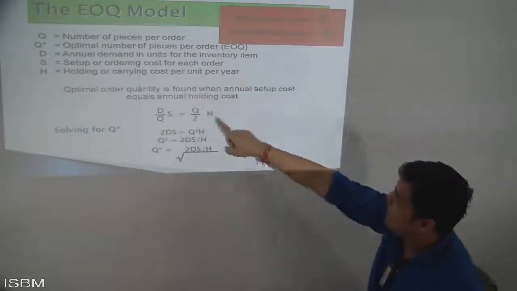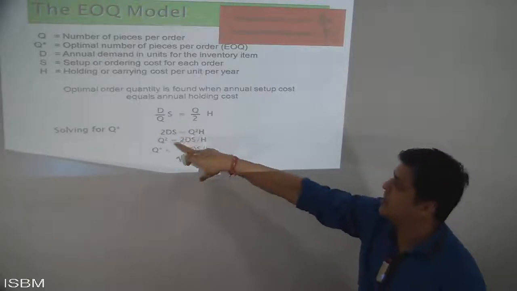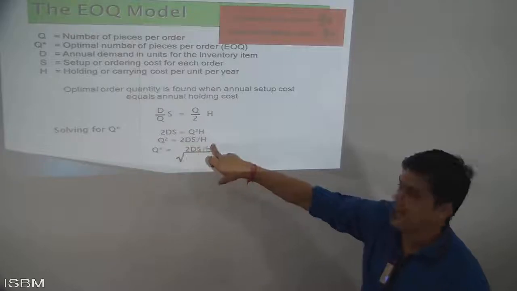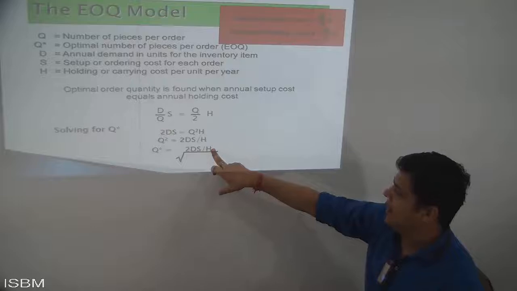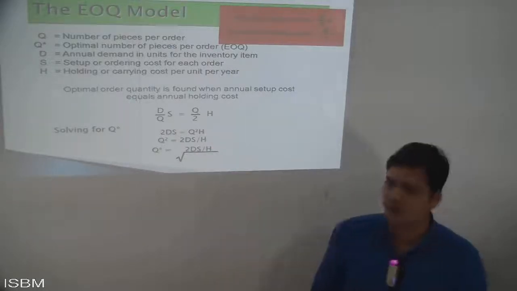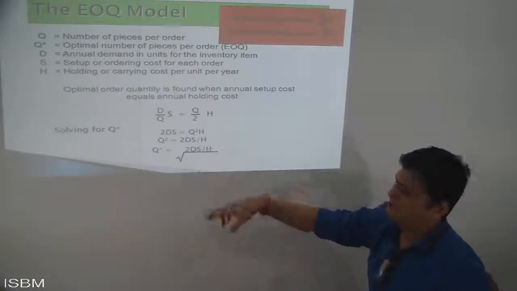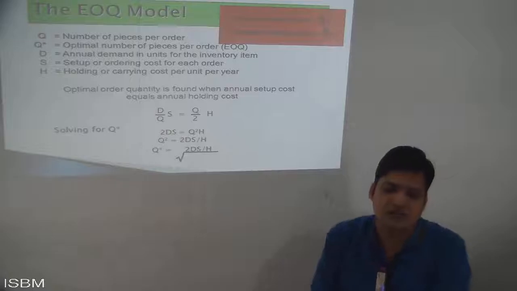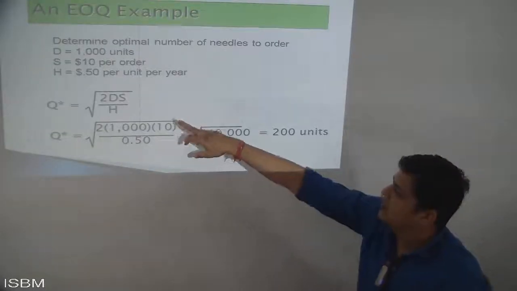EOQ. So 2DS, we are going to multiply this. 2DS is equal to Q square H. So Q square is equal to 2DS by H. So Q star is equal to square root of 2DS upon H. This is the Q star, which is nothing but EOQ. So EOQ is equal to square root of 2DS by H.